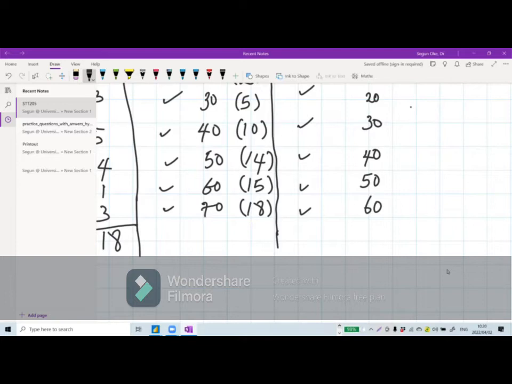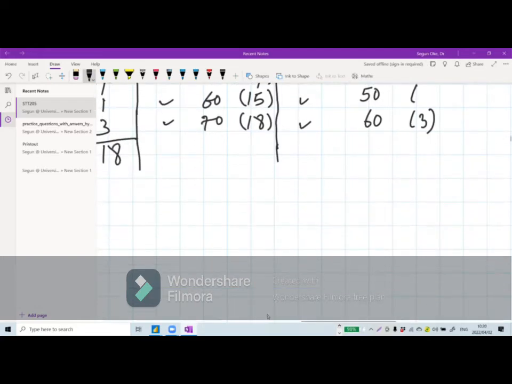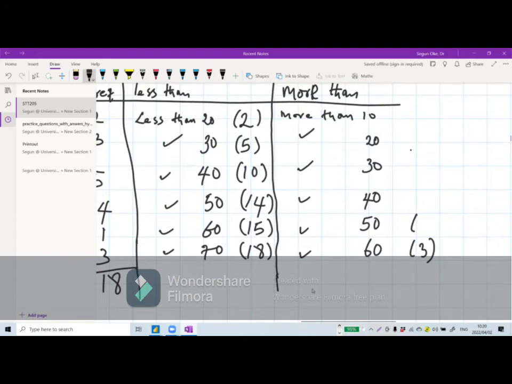So how many people sold more than 60 here? They are 3. Do you agree with me? Yes, sir. How many people here sold more than 50 here? 5. So we don't understand. You will understand by the time I clean the board. Don't worry. 5 or 4? 4, sir. 4.